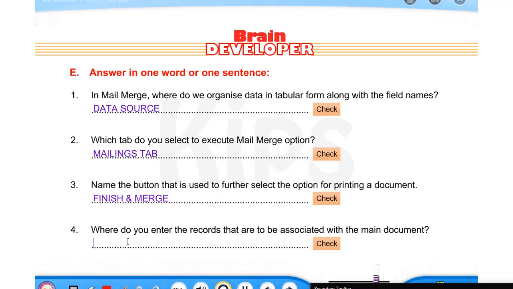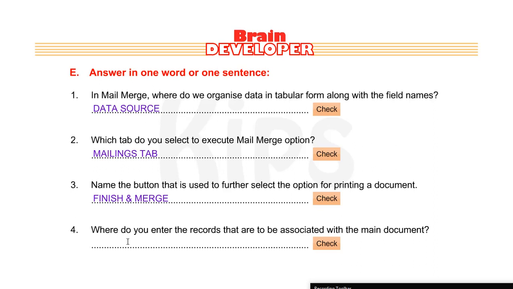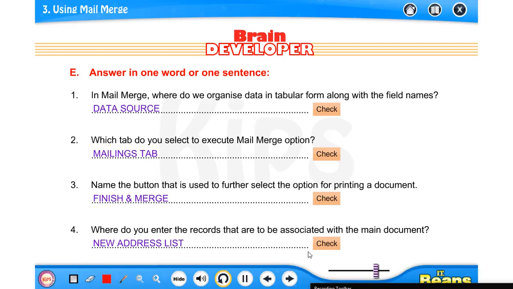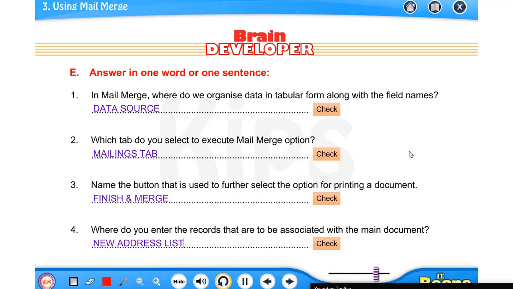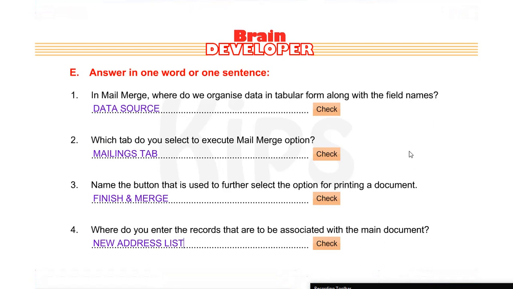Now the last one. Where do you enter the records that are to be associated with the main document? Where do we have to enter the records? And the correct answer is new address list. Let me check it. It is correct. So these are the answers of the one-word questions, beta. The first is data source, the second is mailings tab, the third is finish and merge, and the fourth is new address list.